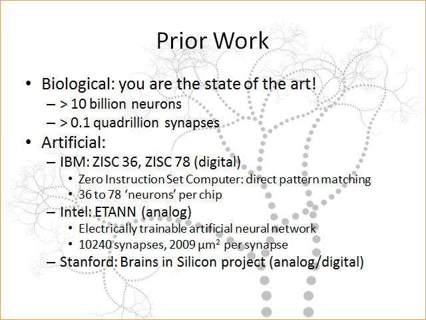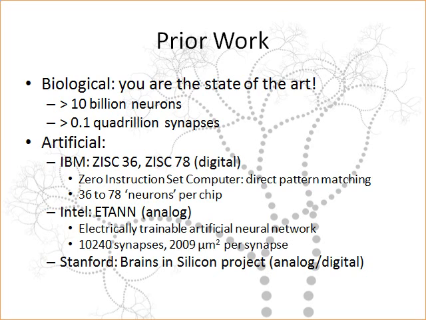IBM created the Zero Instruction Set 36 and 78 digital computers, which, rather than relying on programming and other higher-level software, use direct hardware pattern matching with inputs of up to 64 bits. These only have 36 to 78 neurons per chip, but they can be used in parallel to increase their computational size. On a similar note, Intel created ETAN, the electrically trainable artificial neural network. This has 10,240 synapses with an area of about 2,000 micrometers per synapse.